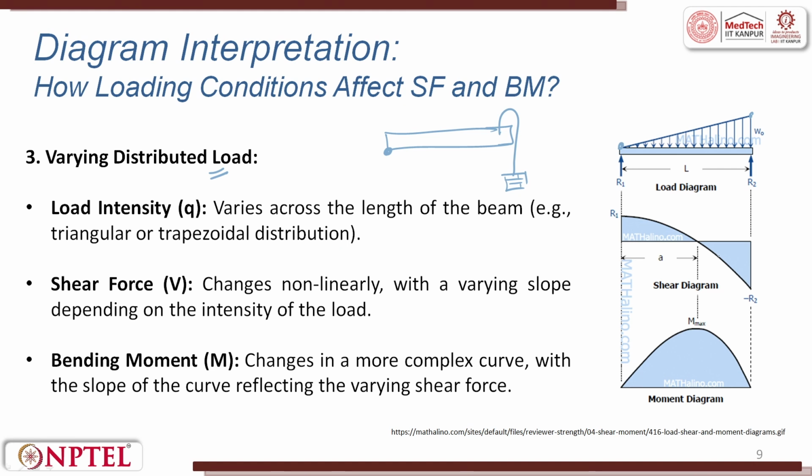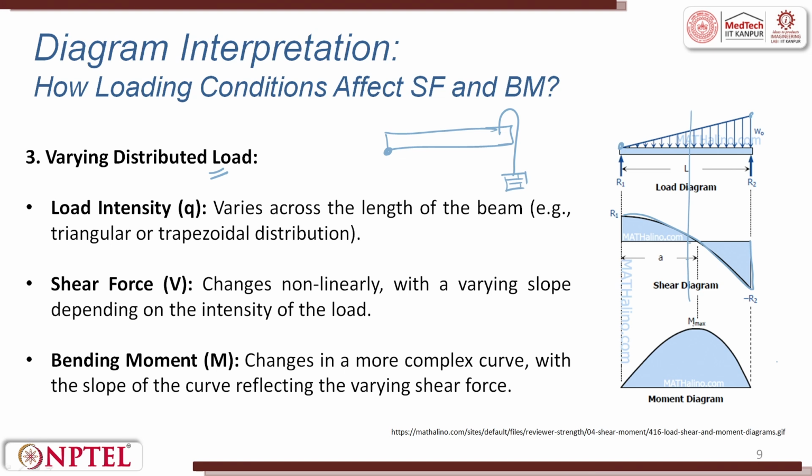If you take the shear force V, it is again in a non-linear form, with a varying slope depending upon the intensity of the load, and the crossover need not be at the mid. The point where the shear force crosses over can be offset. Exactly where it is offset, you will get the maximum bending moment.